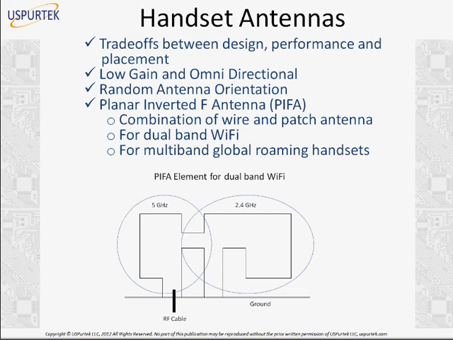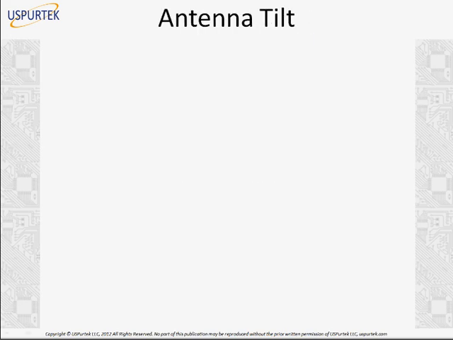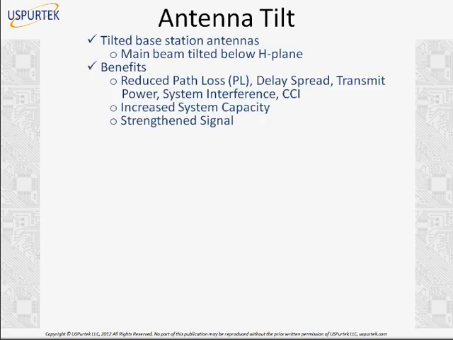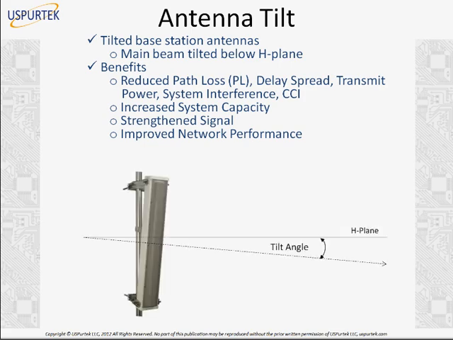Well, moving on to antenna tilt. Now, this is a technique used to enhance the performance of a base station antenna, where to enhance the signal strength in a given area, you could tilt the antenna element in the downward direction, as you see in the picture, at an angle called the tilt angle. So this will reduce your path loss. It will reduce your delay spread. It will reduce the transmit power needed too, because you need less energy.